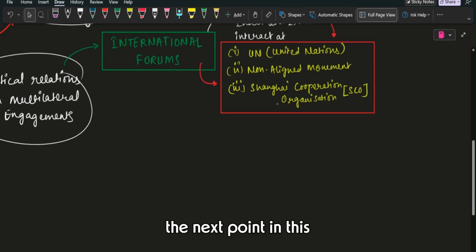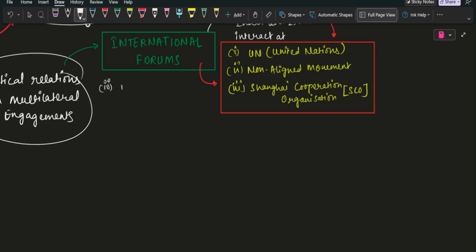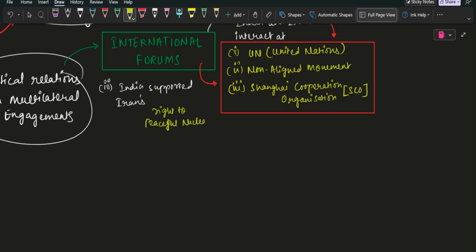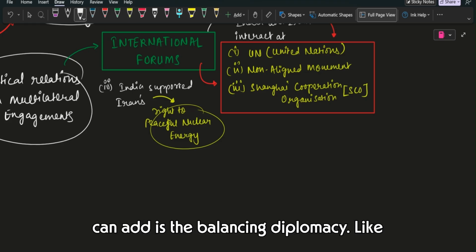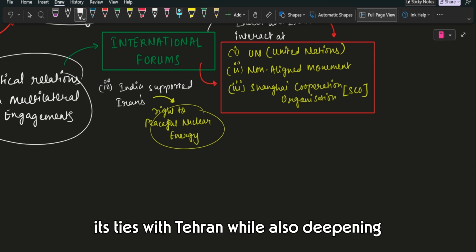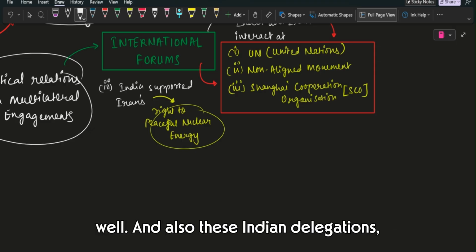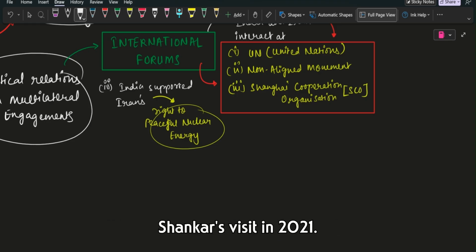All right, guys. So the next point in these international forums is that India supported Iran's right to peaceful nuclear energy. And the third point that I can add is balancing diplomacy. Despite the US pressure, India maintains its ties with Tehran while also deepening relations with Israel and Saudi Arabia as well. Also, Indian delegations visited Iran during the sanctions, like our External Affairs Minister S. Jaishankar's visit in 2021.